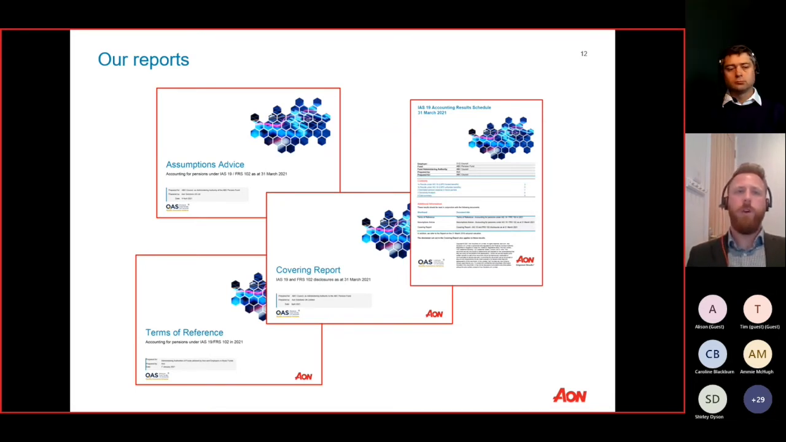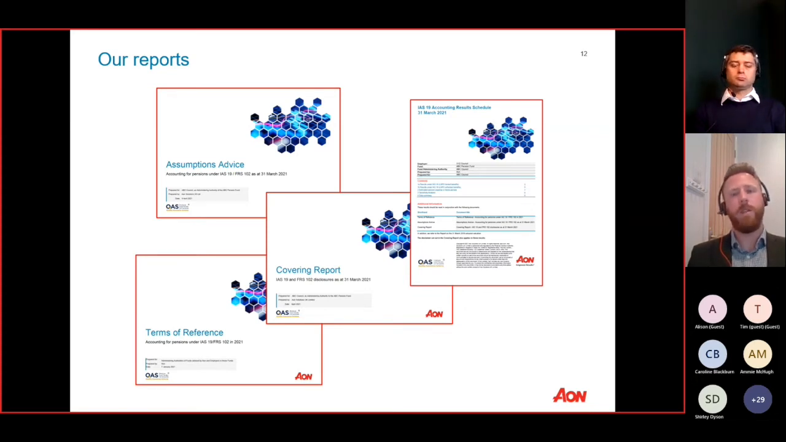We do, however, offer a scheme employer service, which means that someone else at Aon, so not one of us advising the pension fund, but another Aon colleague could contact you to help you with the accounting process if you want, and that can either run alongside or instead of this main accounting process. If that is of interest, then please let us know and we can arrange for someone from our advisory team to contact you directly.